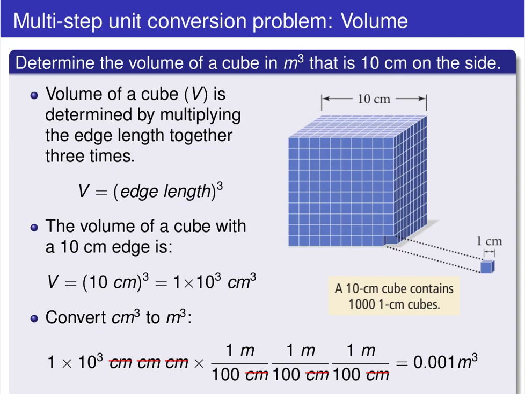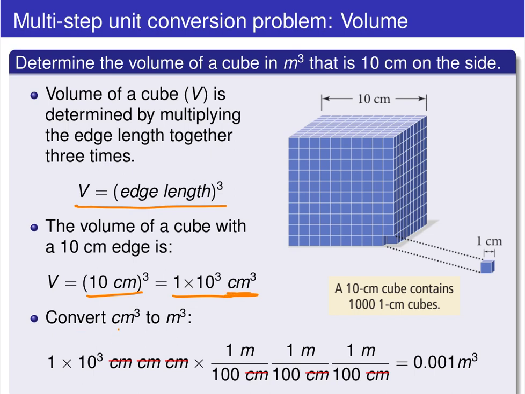Okay, so in our next example, we're going to look at one of our derived units, volume, and we're going to carry out a unit conversion involving volume. So let's go back to that cube that we saw previously. It's 10 centimeters on each side. We saw that we could come up with a volume by just taking that edge length and cubing it. So in this case, we have 10 centimeters cubed, and we're going to take the 10 cubed to give us 1 times 10 to the third, and then cube the unit as well.